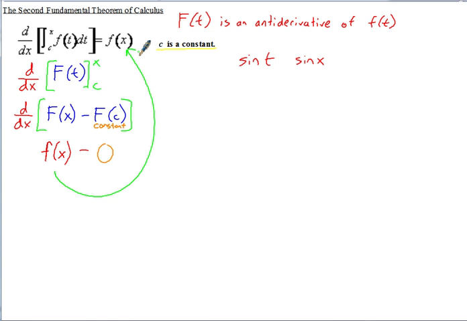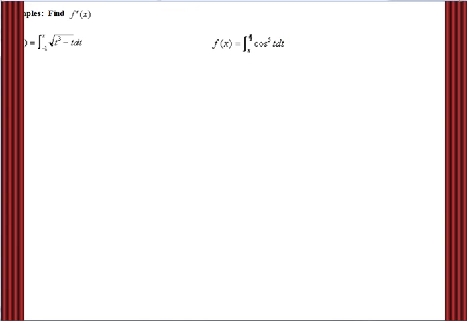Another way to think about why this works is that when you have the derivative of an integral, those are reverse processes. So they should, in a sense, cancel each other out, and you just get back the function you started with. Capital F of t is identical to capital F of x, just a different letter inside. So let's see how this works on some example problems.